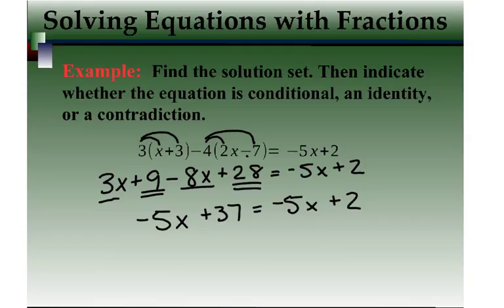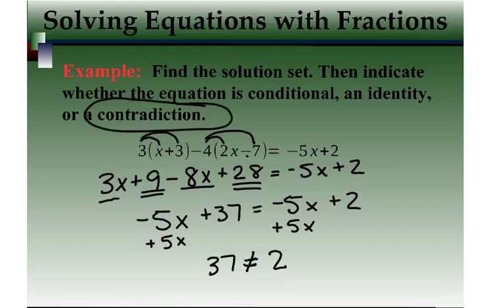Well, if we try to isolate our x on both sides of this equation, we end up adding a 5x on this side, 5x on this side. It cancels out our x values. So we end up getting 37 equals 2, which is not a true statement. 37 does not equal 2. That is why it's called a contradiction. And our solution set for this is an empty set.